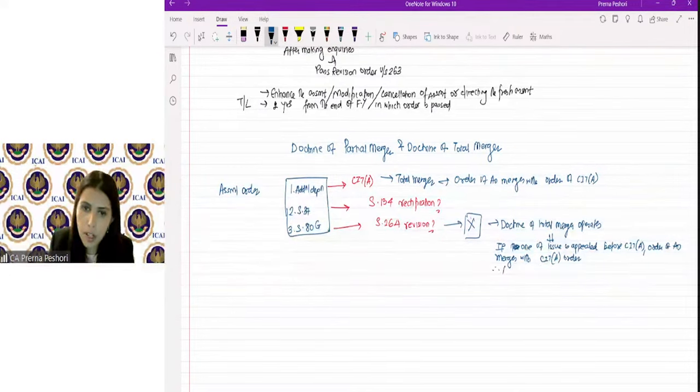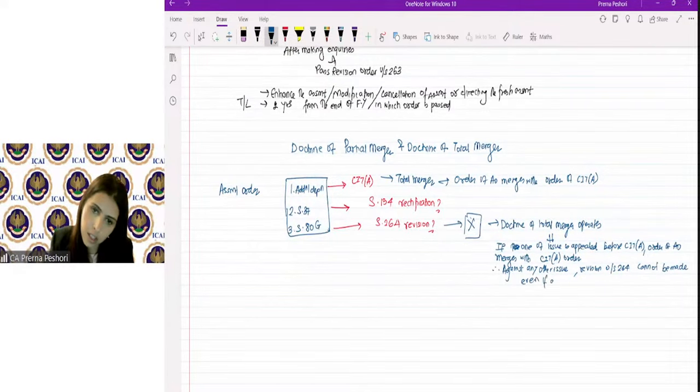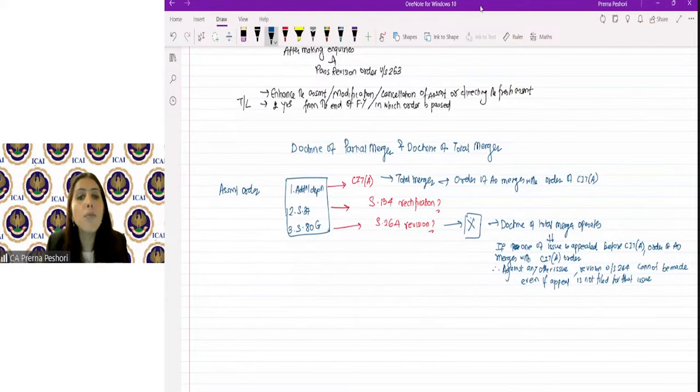Therefore, against any other issue, revision under 264 cannot be made, even if appeal is not filed for that issue. That is the doctrine of total merger.